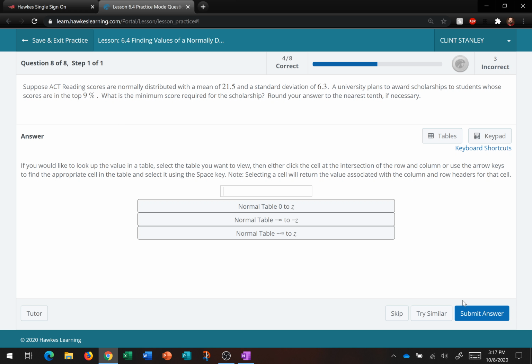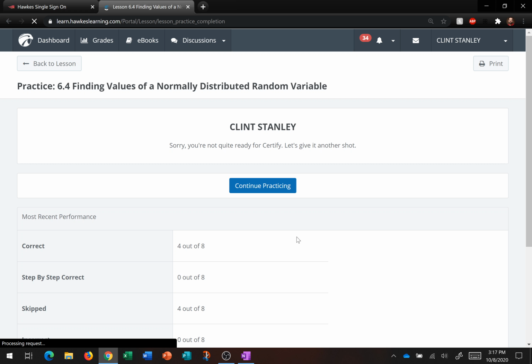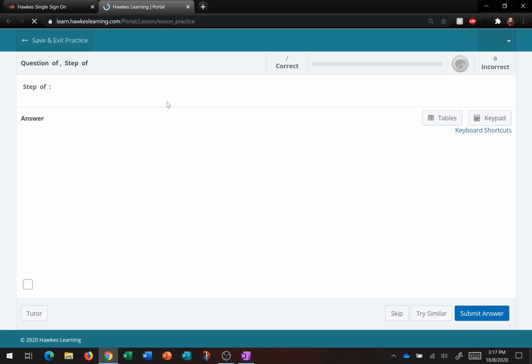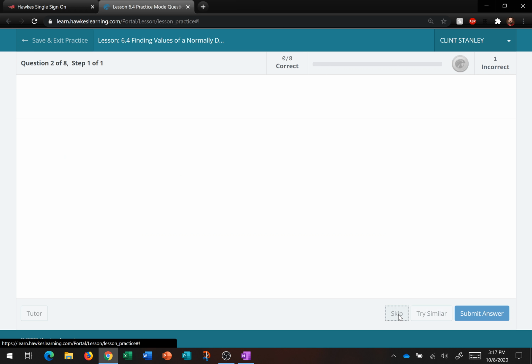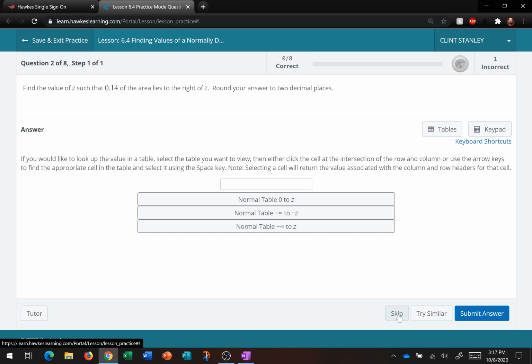So this ACT score one's the same way. Same thing there. Let's look at the first couple, make sure we're good. Area to the right, we did that. Area to the right. In between, we did one of those. The left, so yeah, I think we're good. I think we covered all of them in between.